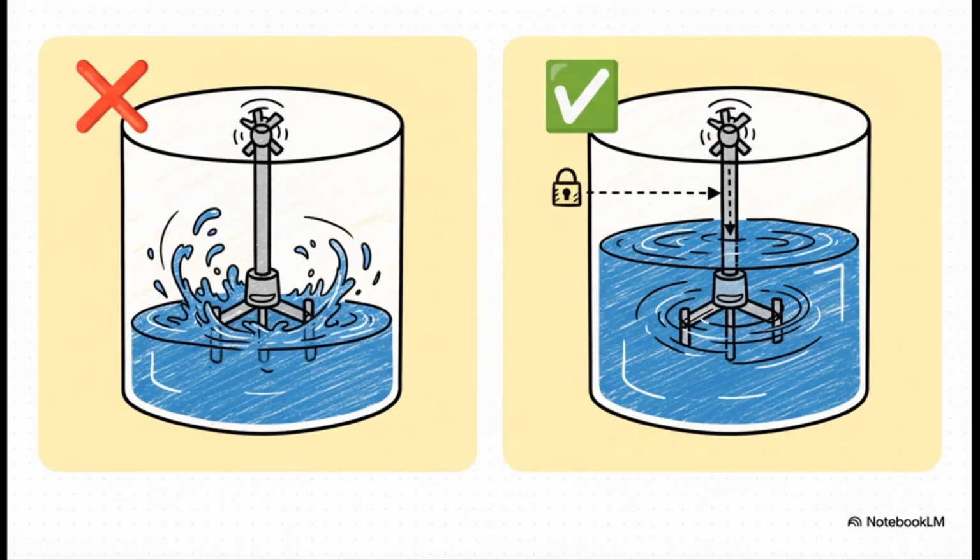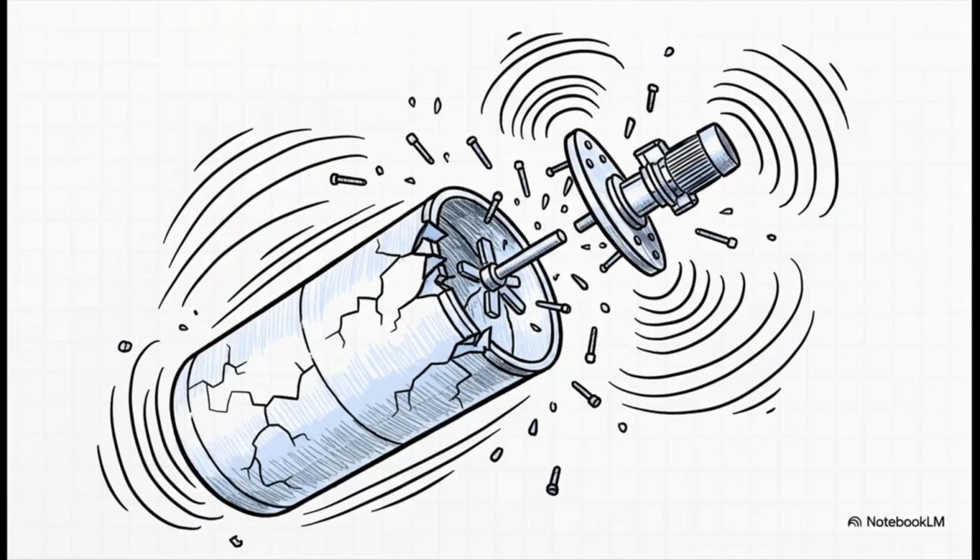But, and this is the whole key, where you put it is everything. You have to place that sensor above the mixer blades. That way, the system is smart enough to check, hey, is there enough liquid in here before it even thinks about turning on the motor? And there's a really good reason for that. It all comes down to physics.